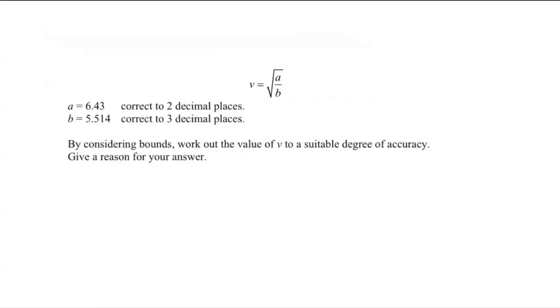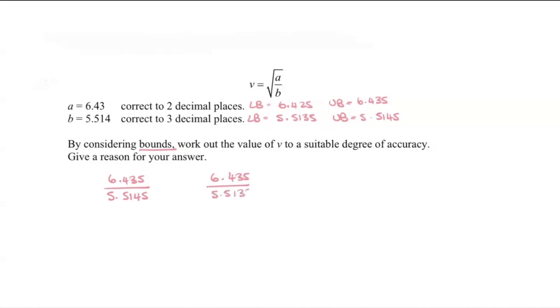Okay, we've got a bounds question. Now this one is asking us to consider bounds, plural. So we are going to be working out more than just one solution. First thing that we always do is find the upper and lower bounds for everything. Now we want to work logically here. Just make sure that you're putting every combination there is together. So we've got 6.435. I'm using the upper bound. I'm going to divide that by the upper bound, and then I'm going to use the 6.435 again, but put it over the lower bound. Root them both, and then we can pop it in our calculators to get our results.